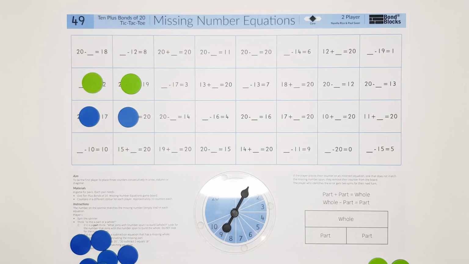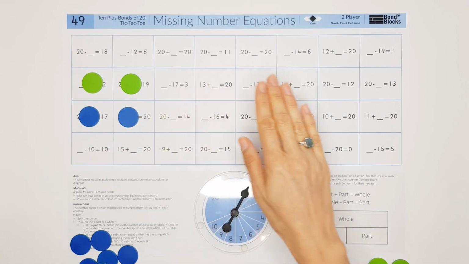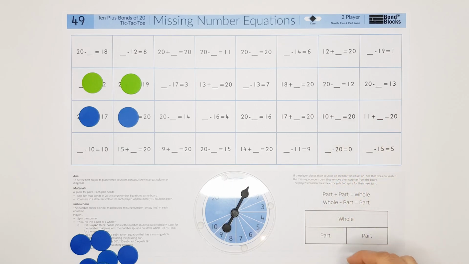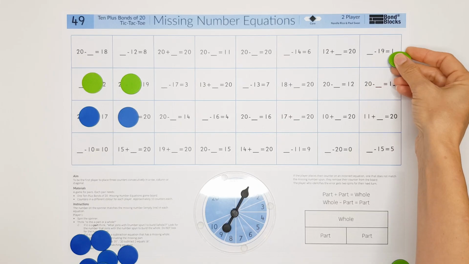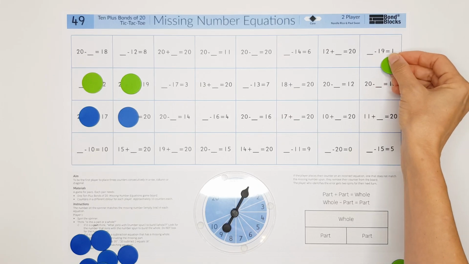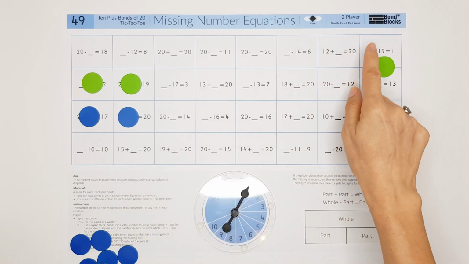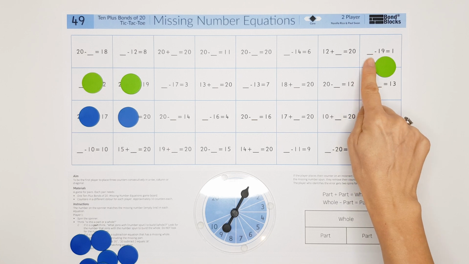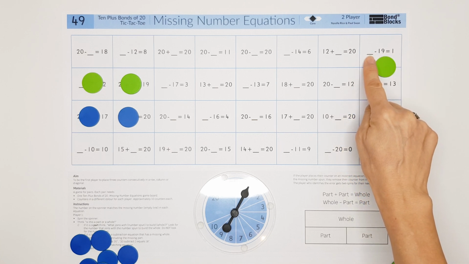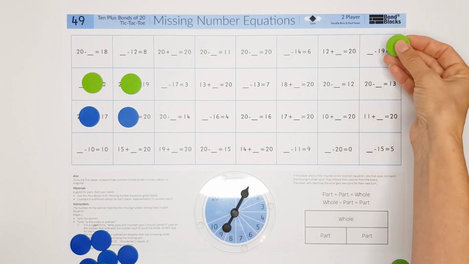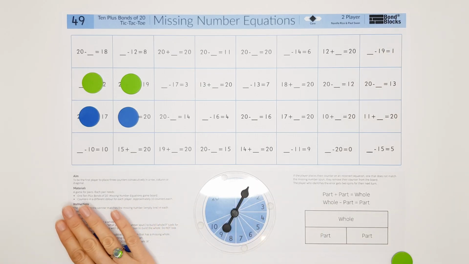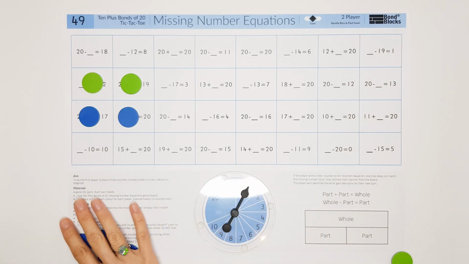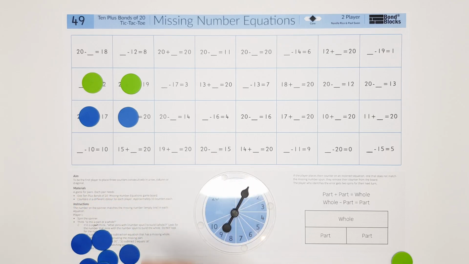This is a reasonably difficult board, so take your time. If a player does, for example, accidentally put their counter here and it's incorrect, if the other player notices and they say, I'm sorry, but that's not correct, it should be 20 subtract 19, the green player would just remove their counter, and for picking up the mistake, the blue player gets 2 turns. Now it's your turn.